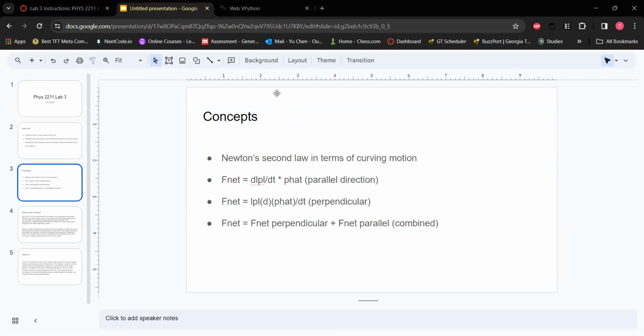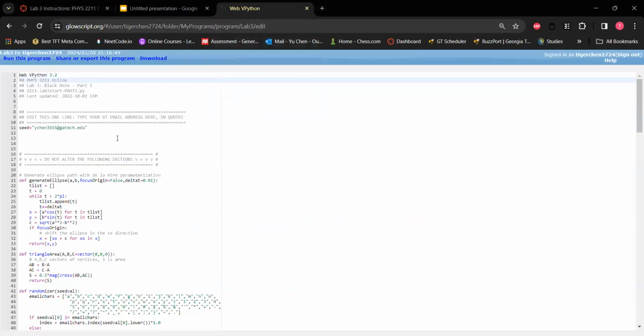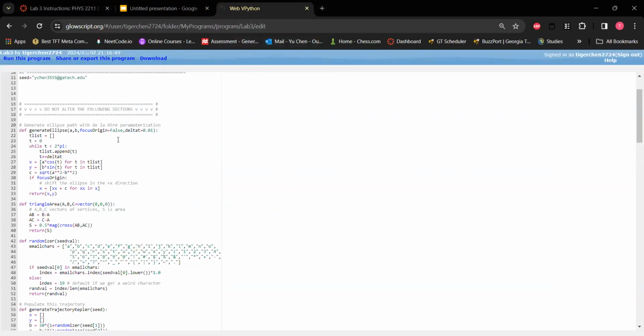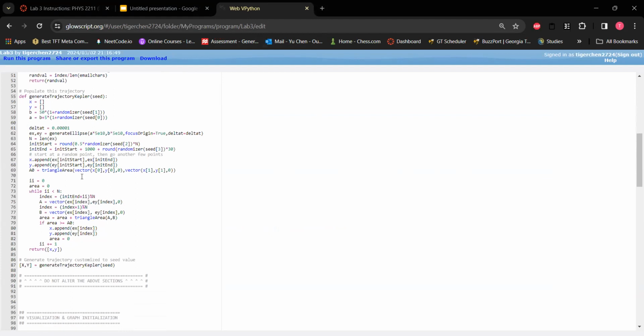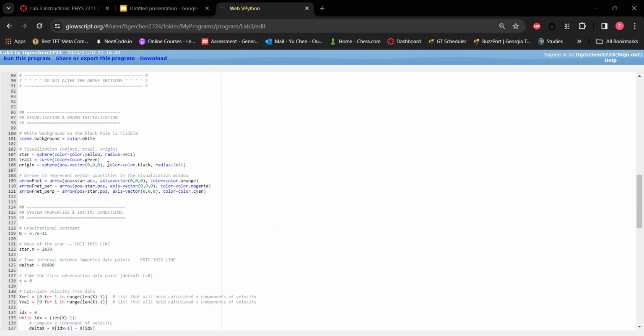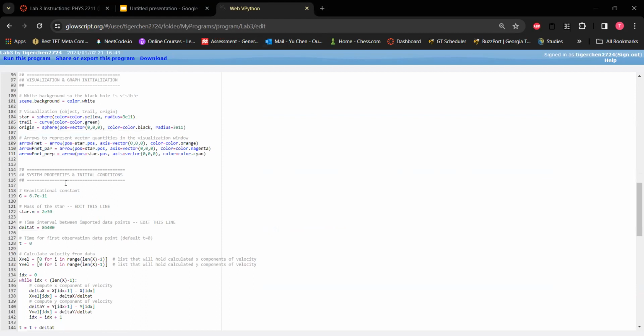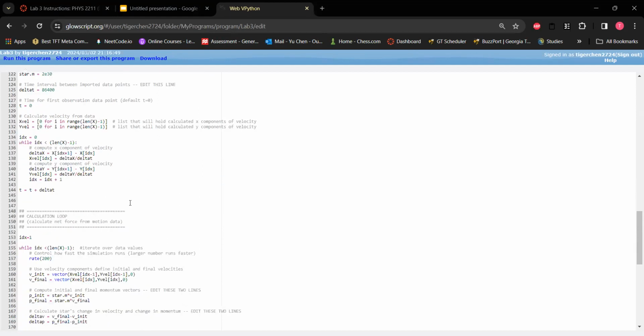So in the GlowScript code, this is all given. So I'll just scroll down to the stuff that we had to edit. So we have the constants where the gravitational constant is 6.7e-11. There's the mass of a star, just 2e30. Time interval between important data points is 86,400.